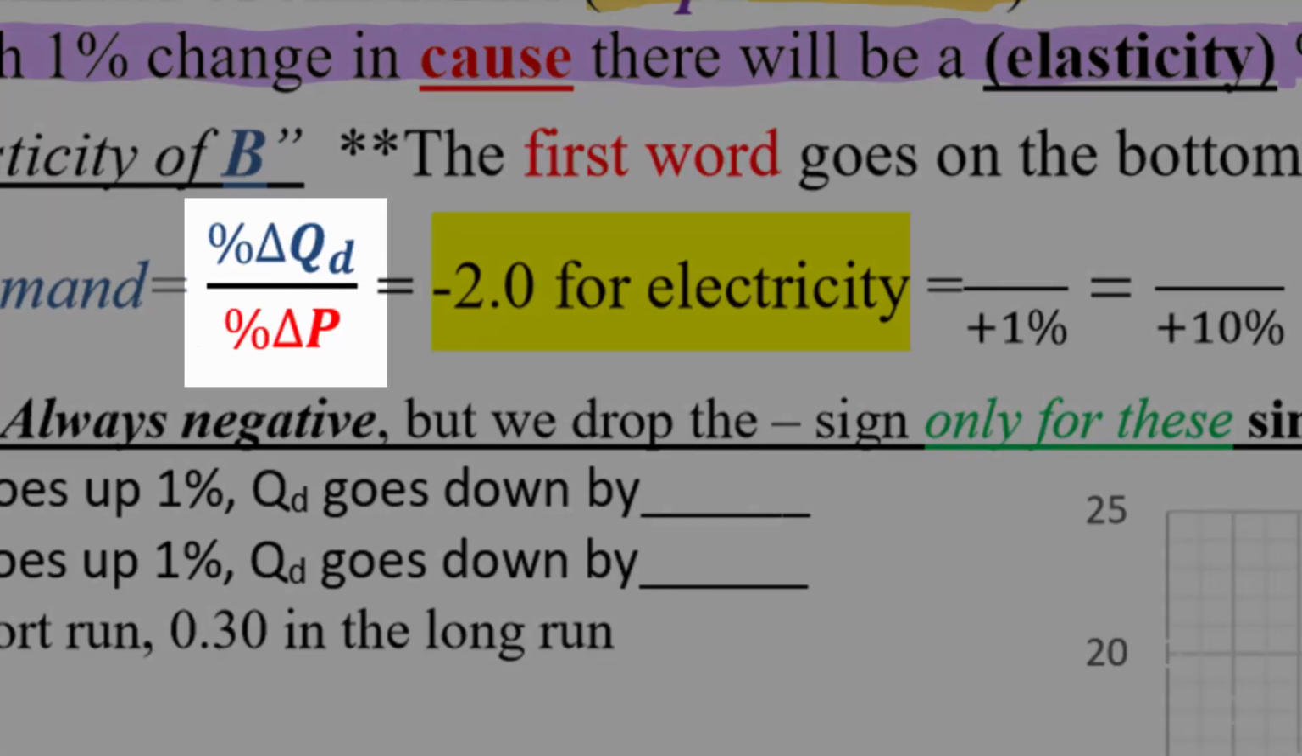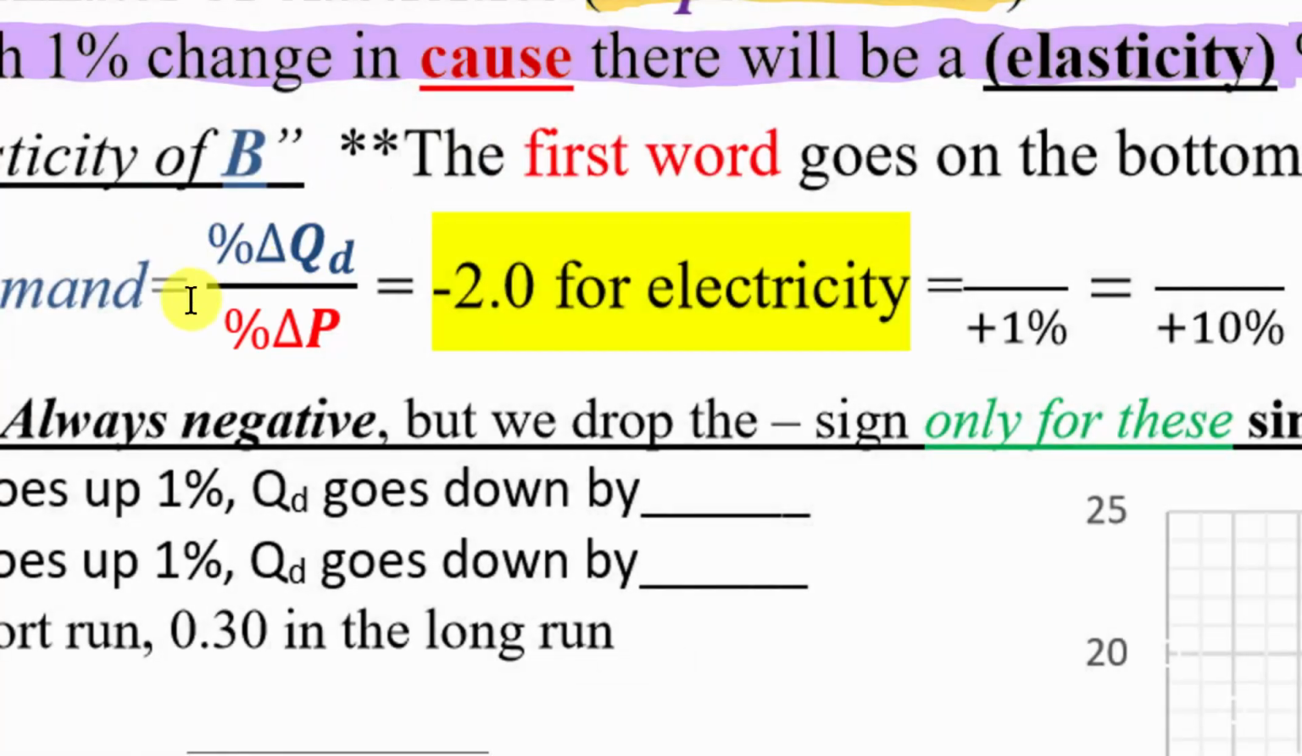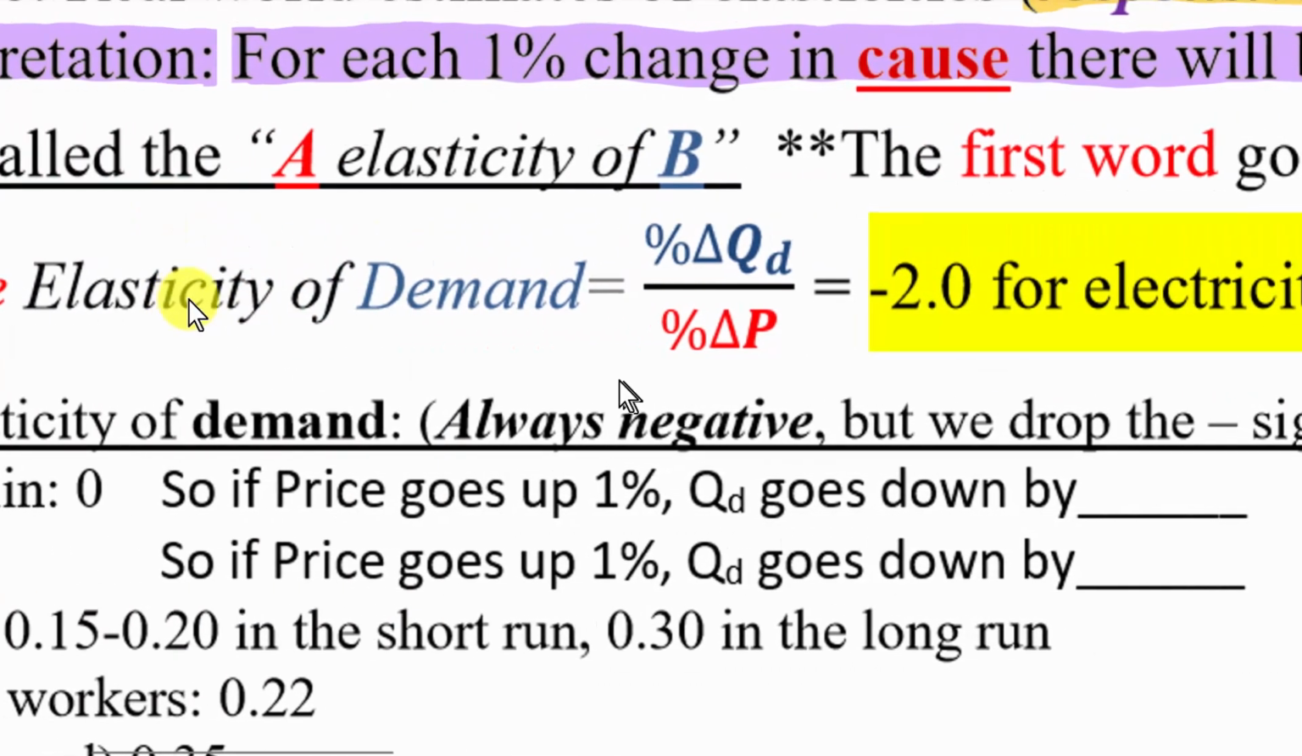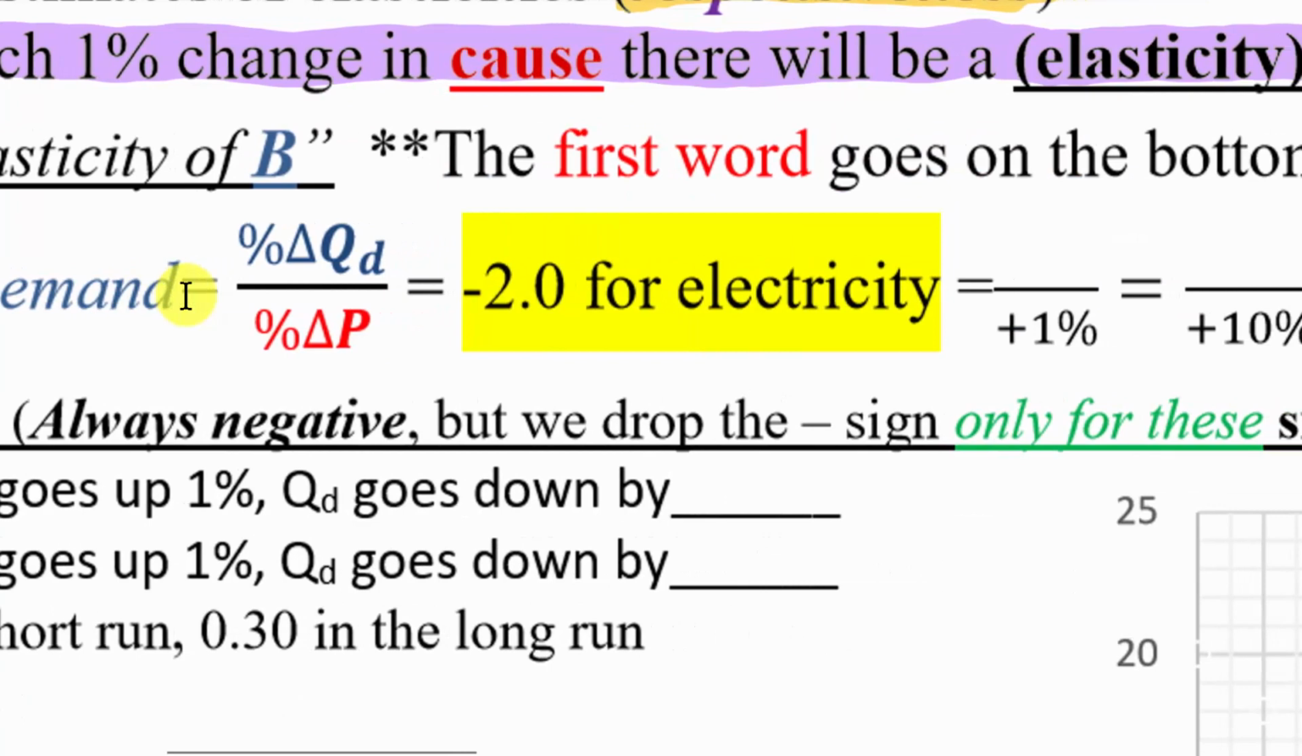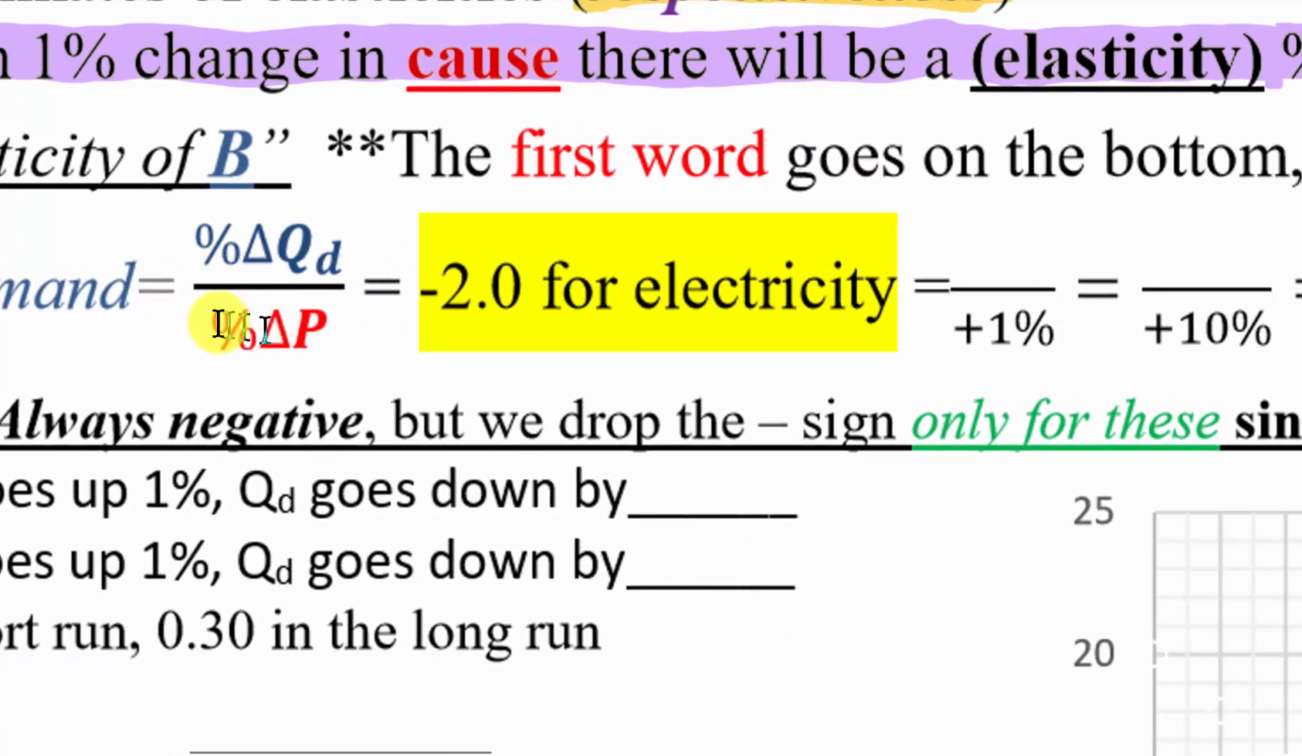Now, that -2 was calculated, let's zoom in here, by observing some data. And in the numerator, we figured out what was the percent change in the quantity demanded of electricity. So that's what we mean here by this demand being the effect. Price of electricity doesn't really change demand. Remember, it changes the quantity demanded. But that's what we put on the top of the formula. And then the percent change in the price we observed goes on the bottom. And when we do that, we get the number -2. So what does that -2 mean?